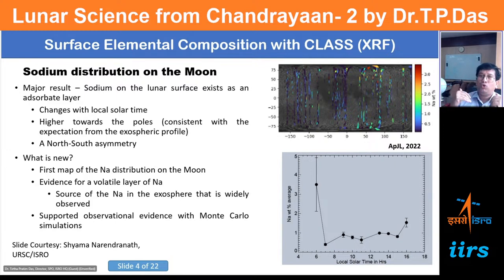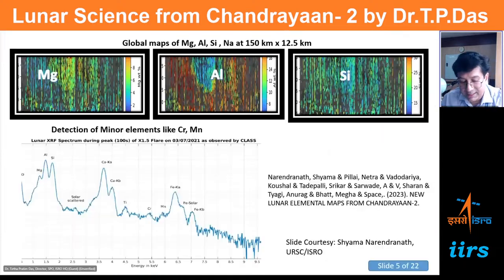So as far as my knowledge goes, CHASE-2 so far has not seen sodium at 100-kilometer heights. But this indeed is a very important result, I must say. Likewise, as I told about sodium, there have been detections of other elements like magnesium, aluminum, silicon, which I have shown here. And the bottom panel of the picture you see is a glimpse of how the processed data look, of course, not the raw data.